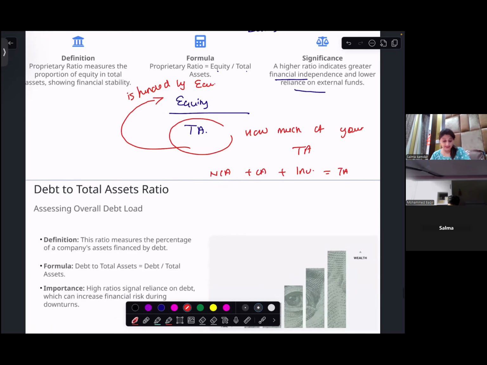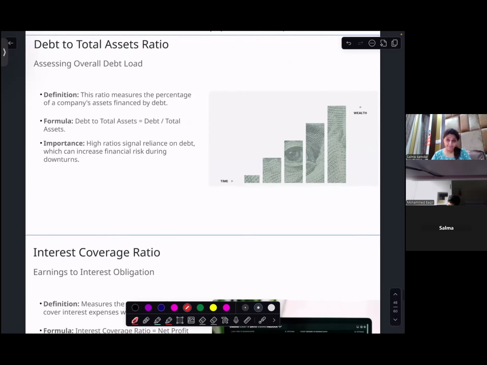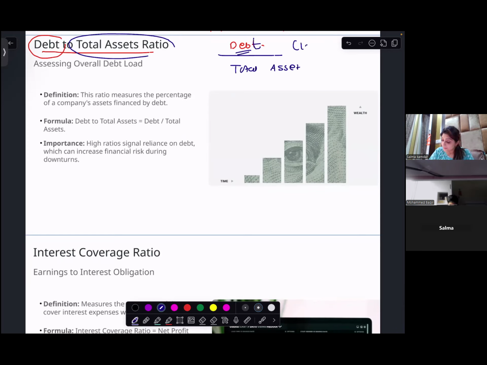Okay. The next ratio is debt to total assets. Can you give me the formula of debt to total assets? Debt would come on the top, divided by total assets at the bottom. How do we get debt? This is long-term borrowings. How do you get total assets?